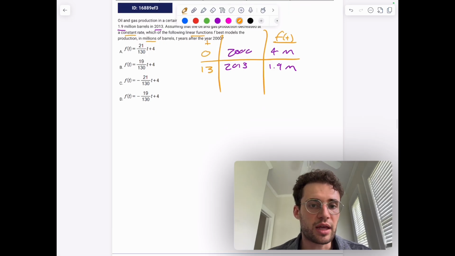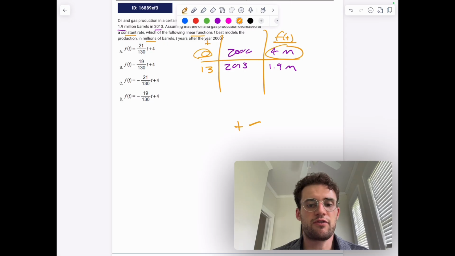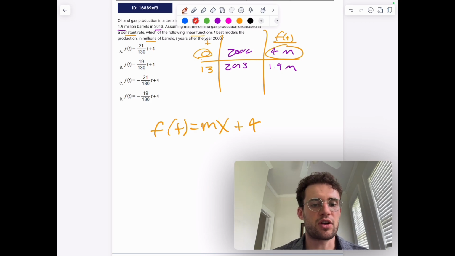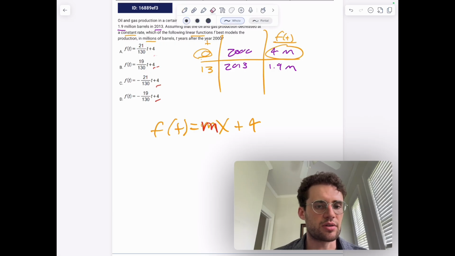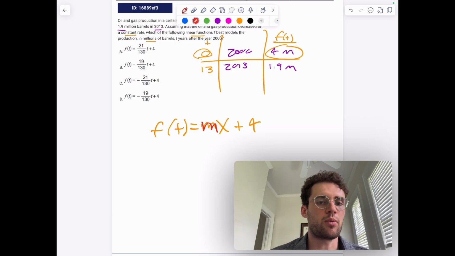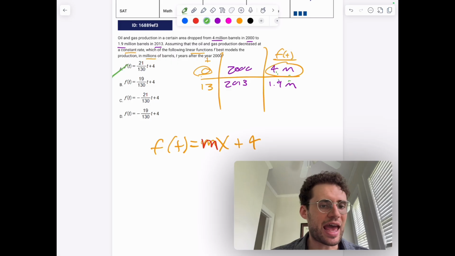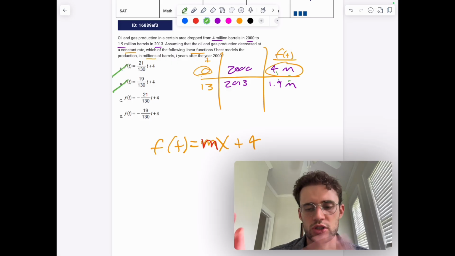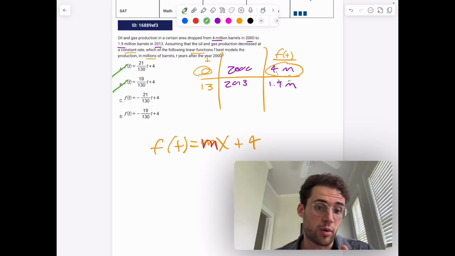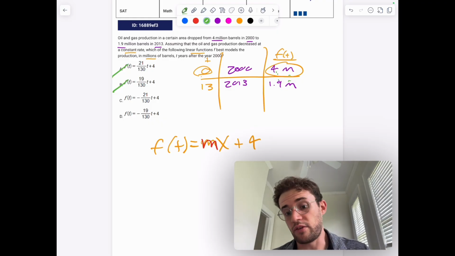Now we want to figure out, well, they gave us the y-intercept because they gave us when t is 0, you have 4 million. So we're going to be adding 4 to the end of it. f of t is equal to our slope times x plus that 4. And we just have to figure out what the slope is. Already all of these options have plus 4 at the end, so that y-intercept doesn't really help us yet. We know that the oil and gas production is going down, so the slope should be negative. So we can immediately eliminate A and B because those must have positive slopes. Just always think about it logically, how can you narrow it down? If you were rushing, then you went from a 1 in 4 chance to a 50-50 chance.